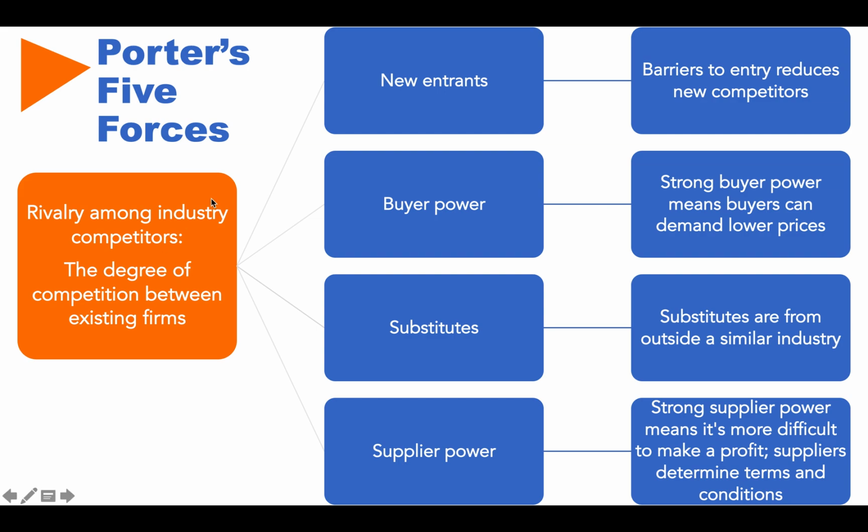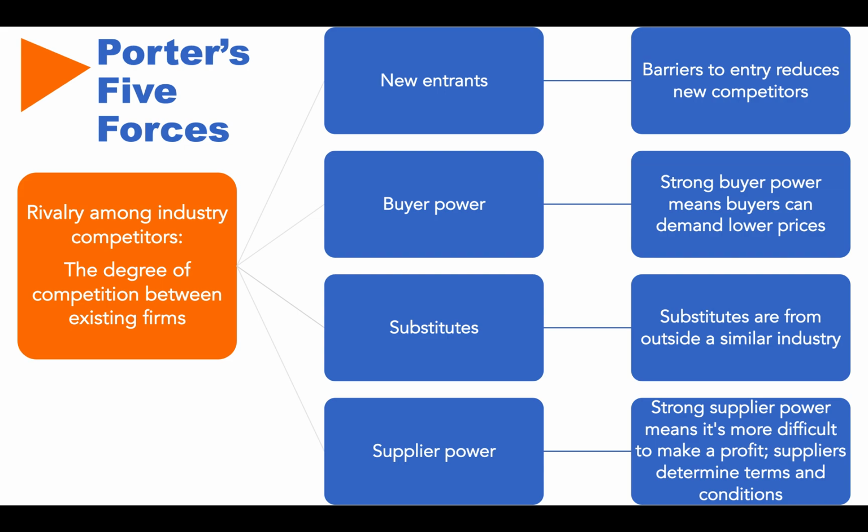So the rivalry among industry competitors is the degree of competition between the existing firms in this specific industry. And we are breaking down on the next 3 slides how we can look at the degree of competition among all of these existing firms based on 6 different factors. So we're going to talk about those in a little bit.